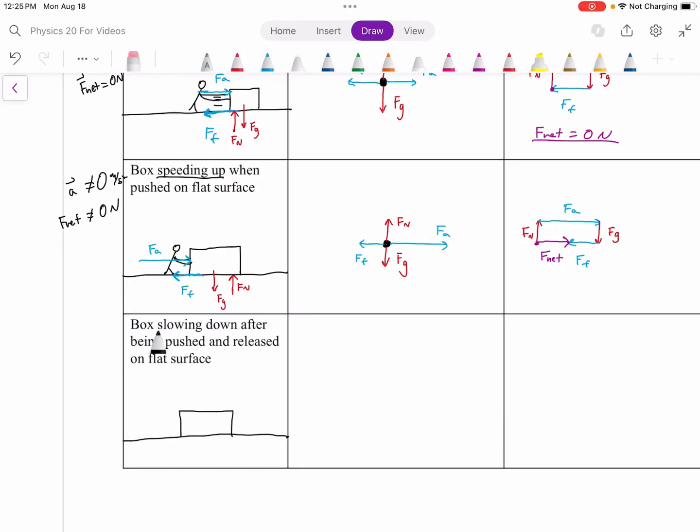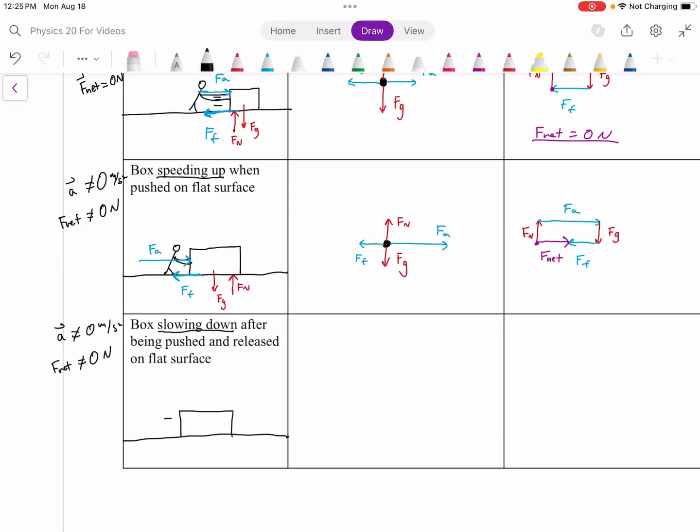Okay, and finally here we've got a box slowing down. So right away, good practice, just ask yourself for every question, is F net 0 or is F net not 0? If it's slowing down, is its velocity changing? Yes, right? So is it accelerating? Yes. So what is the net force on it? Well, it can't be zero, right? If something is accelerating, the net force acting on it cannot be zero.